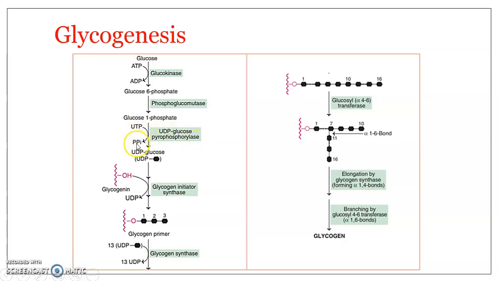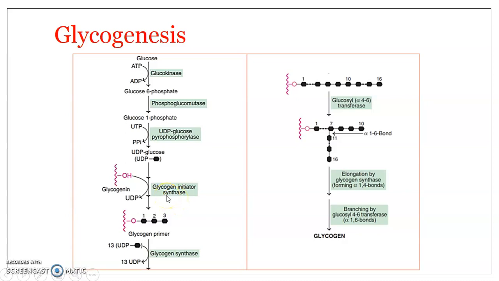During this process, a pyrophosphate is produced, which later gets hydrolyzed to produce two orthophosphates, and the energy trapped in the bond between them is released, and that can be used for running the whole reaction. Now, what happens to the UDP glucose?